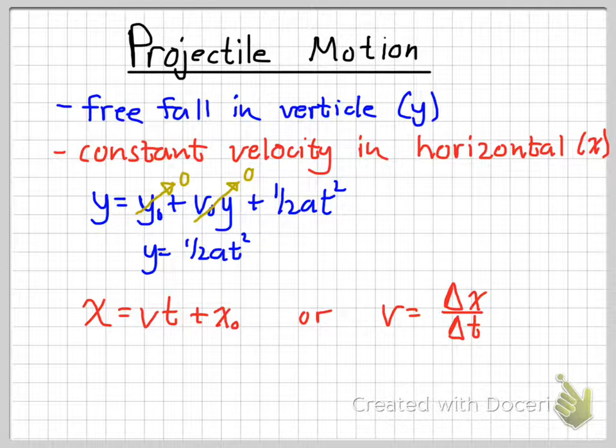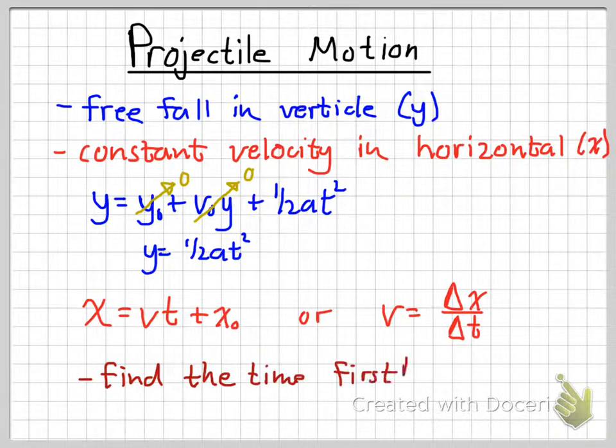So you don't have to do much thinking when you see a projectile. You know that you're going to use the blue equation there to do the y-axis part, and the red equation there to do the x-axis part. Remember that the key to projectile motion is to find the time first. Remember to write out your givens and your unknowns, and whatever side you have the most information for, that's probably going to be what you're going to use to figure out the time.